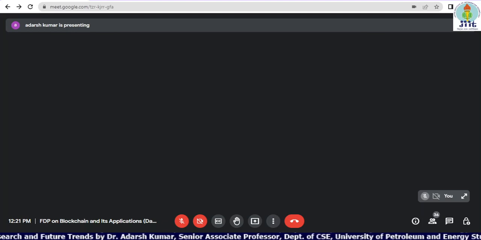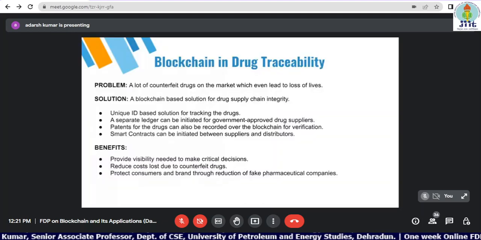So that way it also reduces the flow of illegal money. Protection of consumers and brands through reduction of fake pharmaceutical companies. Promotion from the fake companies will also be reduced, because right practices can easily be observed, and their historical data can easily be observed on the blockchain network. So that way it will be useful.